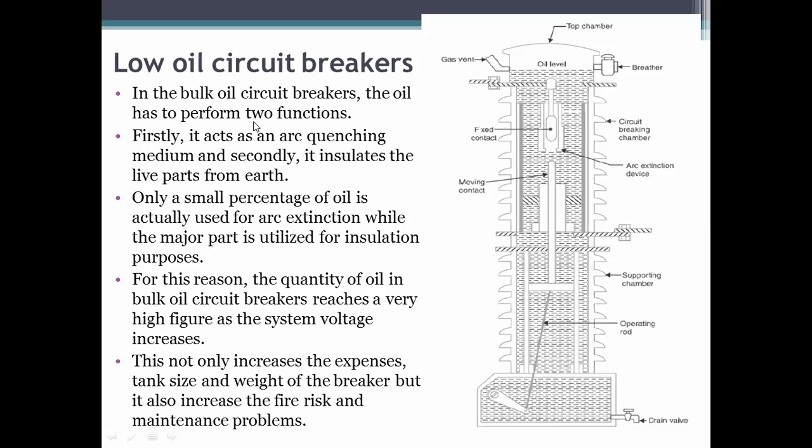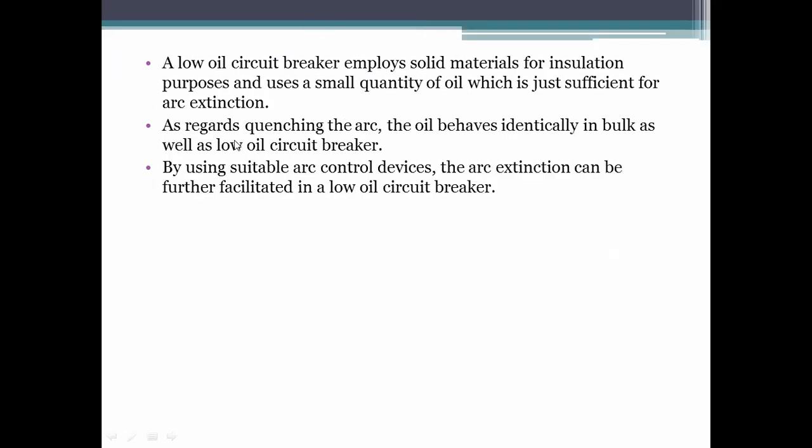And as we are using this oil for the arc extinction and for arc cooling also, it has the risk of fire and it has the maintenance problem also. But in low oil circuit breakers, we are using only 10% of oil. So a low oil circuit breaker employs solid materials for insulation purposes and uses a small quantity of oil which is just sufficient for the arc extinction.